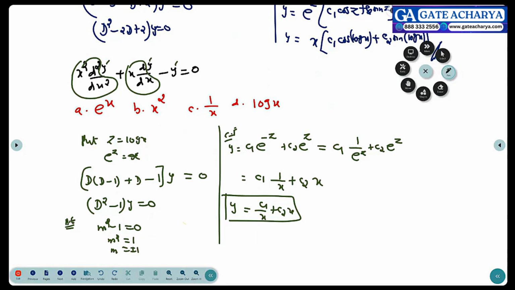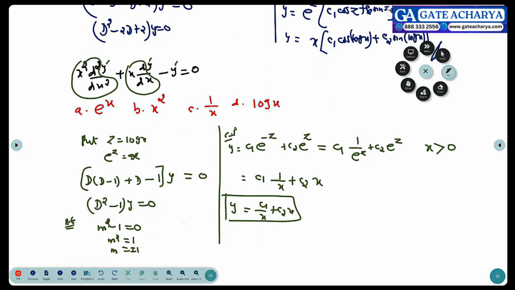Condition last: solve the differential equation, which of the following is a solution of the differential equation with x greater than 0. Write that x greater than 0.